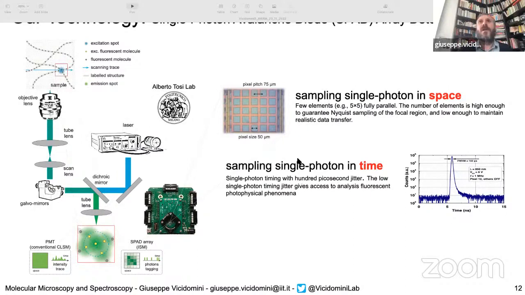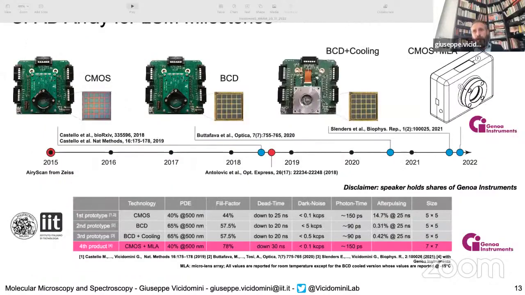So when a photon arrives at a single element, it is immediately transferred to your data acquisition with a temporal resolution, a temporal jitter, of the order of 100 picoseconds. So it is fully compatible with the photophysics of, let's say, any fluorescence. So these are the two most important properties of the detector.